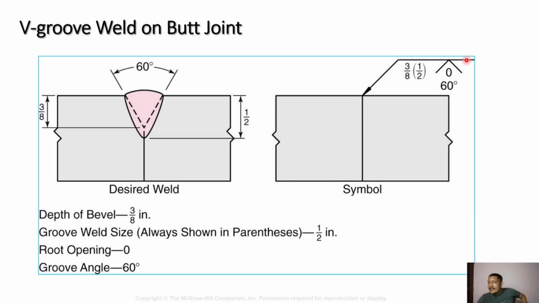So you can see over here, this is my root opening, marked as 0. This is called the groove angle. So groove angle is 60 degree. Half of the groove angle we call a bevel angle. Then you can see over here the depth of the bevel is marked and the groove weld size is also marked over here. So if you get a dimension like this, you should be in a position to interpret or draw a corresponding figure like this. This is what is normally called weld symbols or weld drawings.